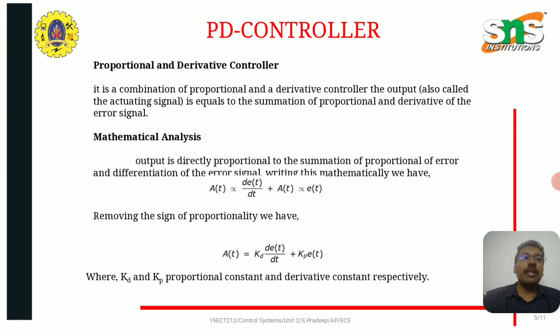And writing this mathematically, we have A of t directly proportional to dE of t by dt plus A of t proportional to E of t. Removing the sign of proportionality, we have A of t equal to kd dE of t divided by dt plus kp E of t, where kd and kp are the derivative constant and proportional constant respectively.